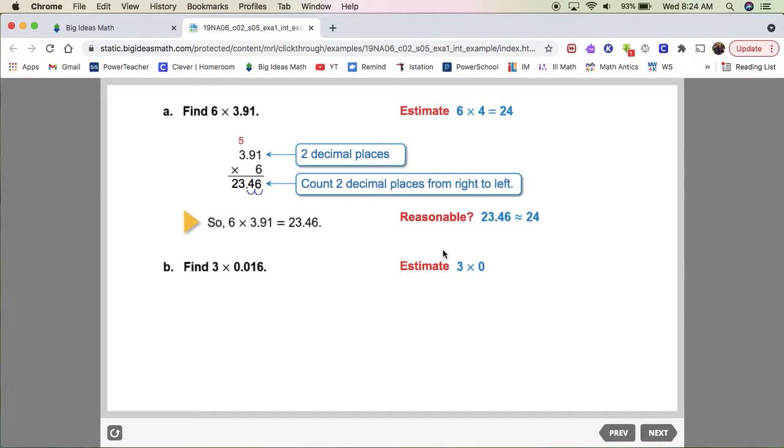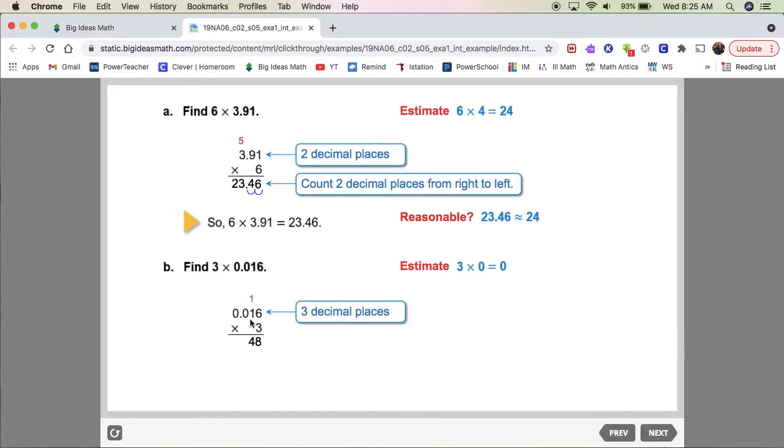All right, now we're going to do the next one. 16 thousandths times 3. Notice again that 3 is obviously greater than 16 thousandths, but we put the factor with the greatest number of digits on the top. Multiply.